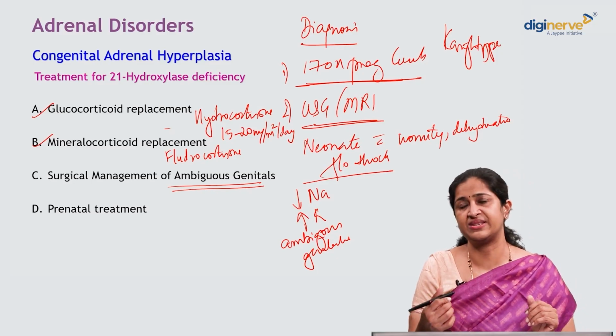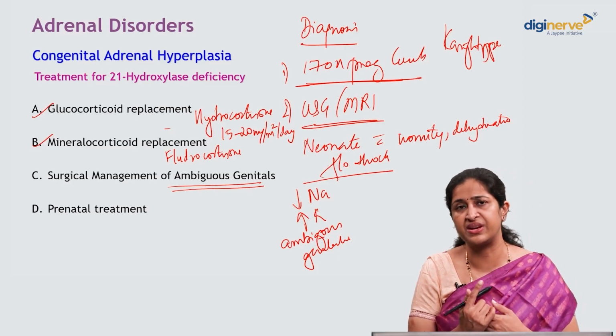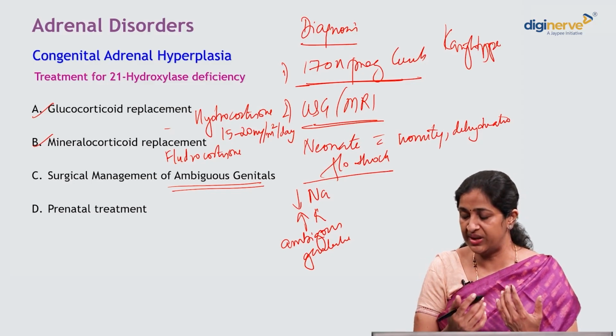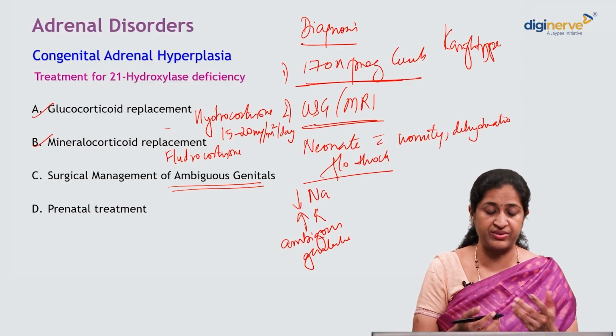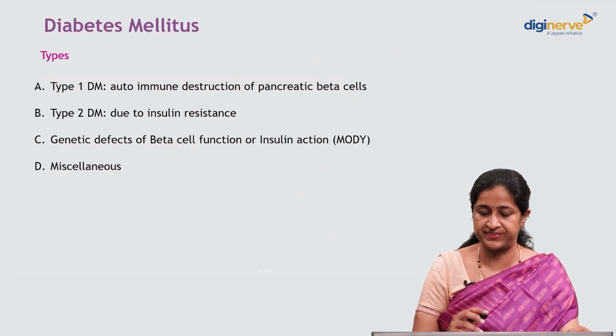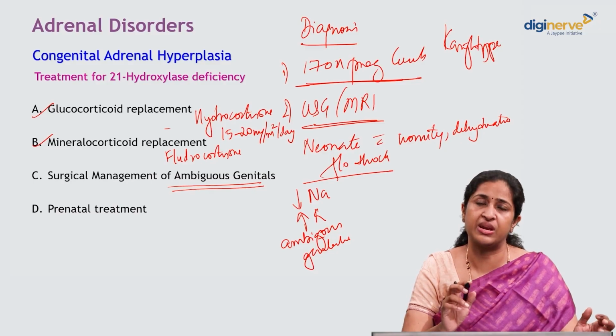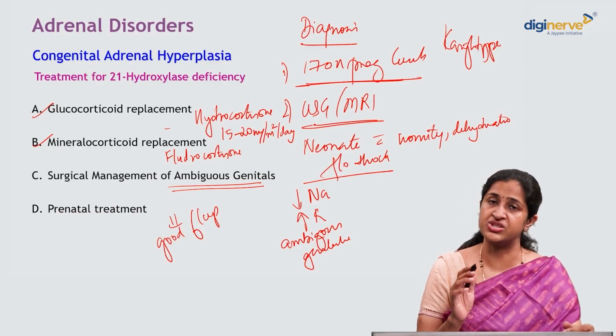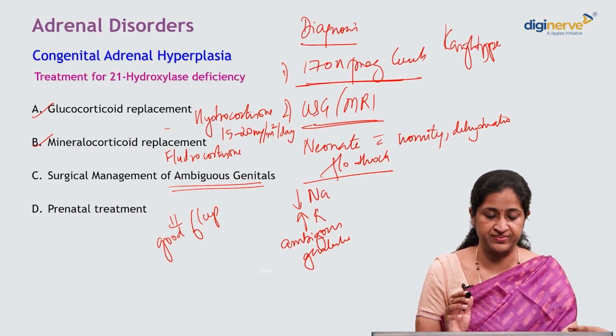Prenatal treatment, yes, on the OBG side, there is a prenatal treatment where they say that giving dexamethasone 20 microgram per kg does help to prevent congenital hyperplasia, but that's not a standard mode of treatment. Now remember, whatever the congenital hyperplasia, good follow-up with patient education is very, very important.